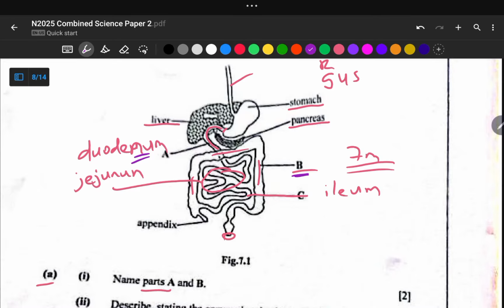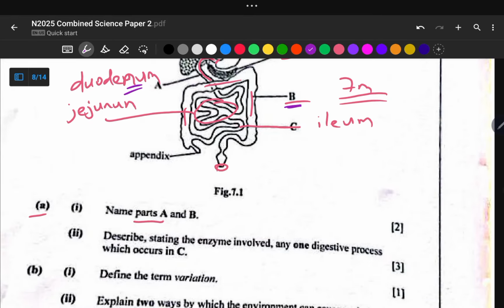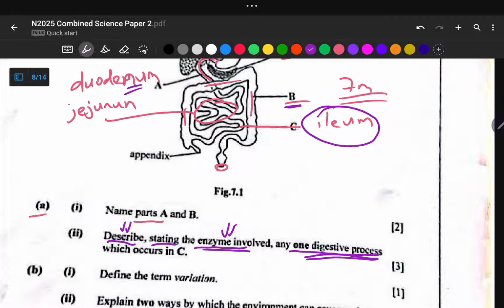And then we go on to the next part, which says describe, stating the enzyme involved. We are first required to describe and then to state the enzyme involved in any one digestive process which occurs in C. So first you need to identify C. First you must start by identifying C, and then identify the digestive processes and the enzymes involved, right? C is the ileum.